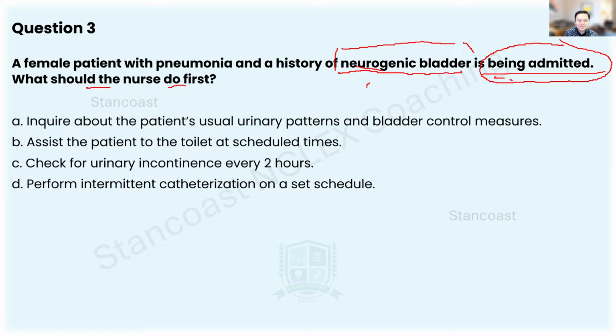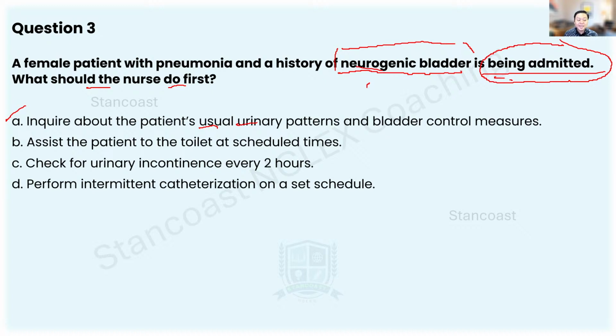Well, the correct answer here is to inquire about the patient's usual urinary patterns and bladder control measures. All right, make sure that you do that first. Make sure you do the assessment of their bladder patterns and how they're going to control their bladder in order that you can individualize the care plan. Okay, so that is the correct answer.